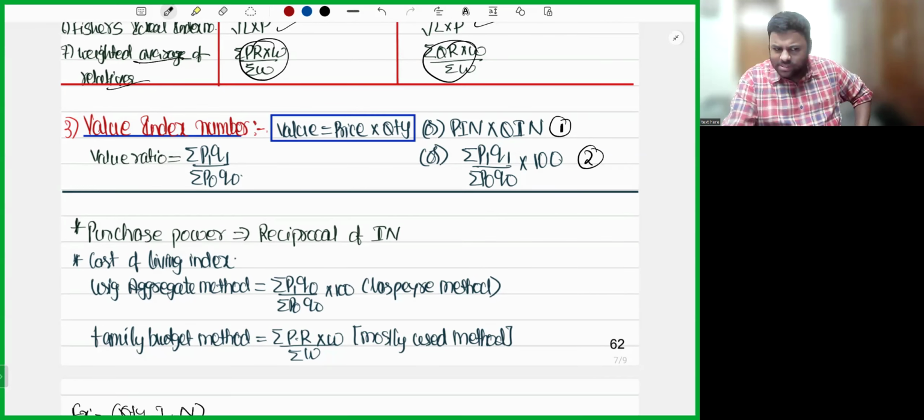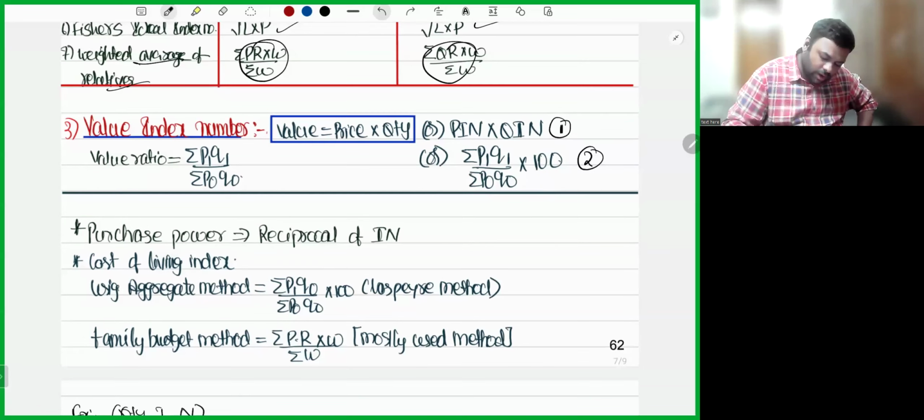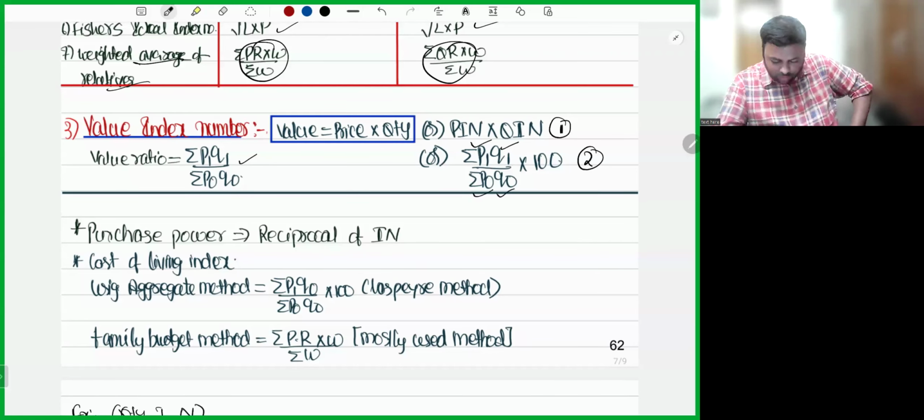Now, sometimes, my dear friends, we ask you to calculate value ratio. What is this value ratio? Value ratio is the same formula. You will not multiply with 100. Now, value index number will be current year price into current year quantity divided by base year price into base year quantity. That is called value index number. First, it can be price index number into quantity index number, or summation of P1 Q1 by summation of P0 Q0 into 100. So I hope value index number is clear.